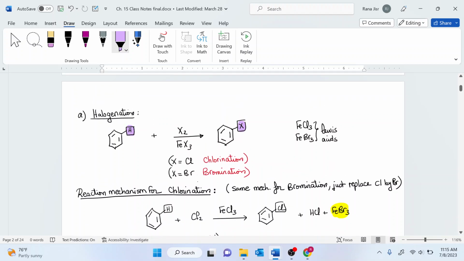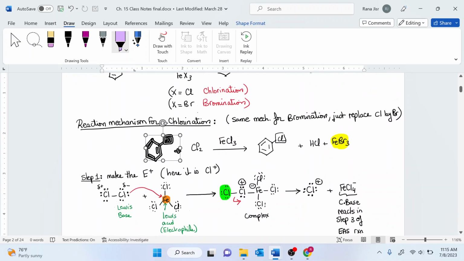Just as a reminder, Lewis acids do have an electron deficient site. So here, if I am looking at iron bromide, same thing for iron chloride, this iron over here does have an empty d orbital. Do the electronic configuration for the iron, and you're going to see that it does have an empty d orbital, and that is going to make the iron electron deficient. So it will accept electrons in order to fill its d orbital.